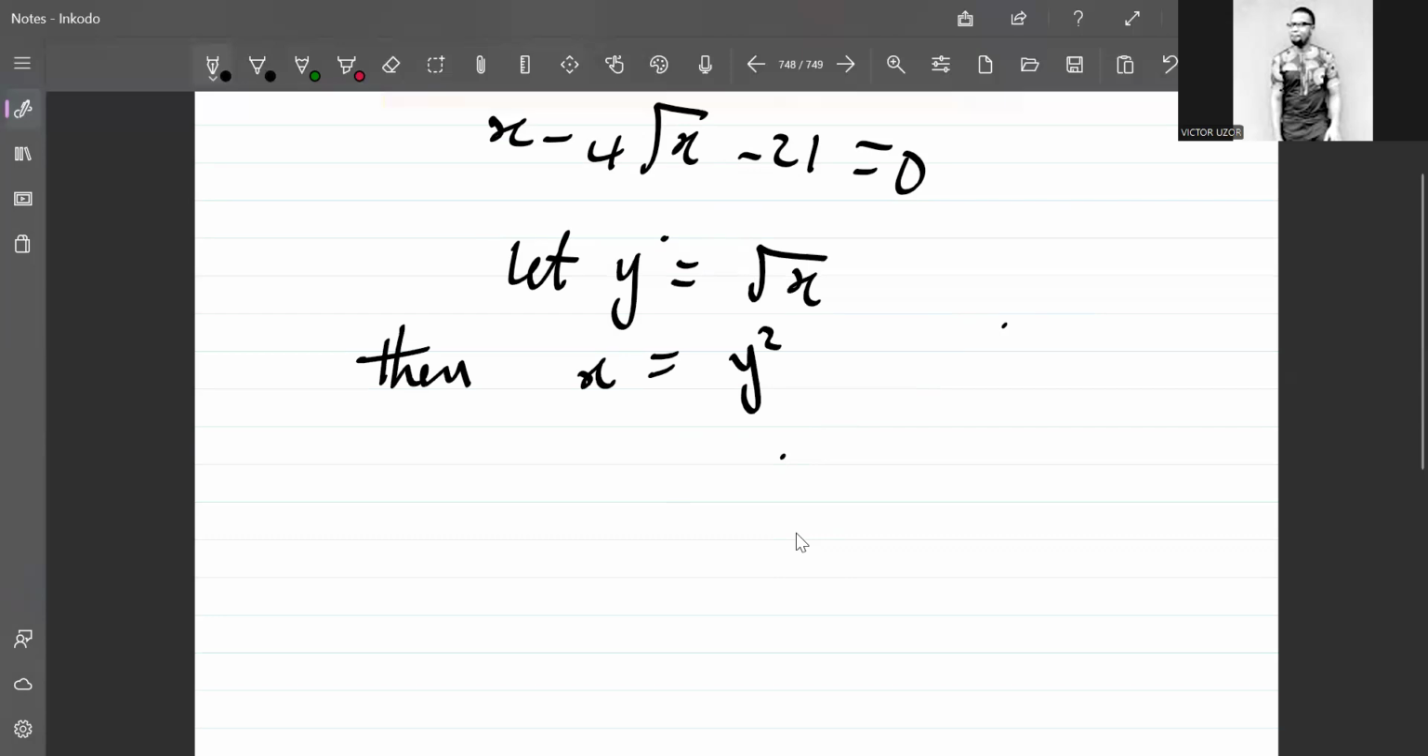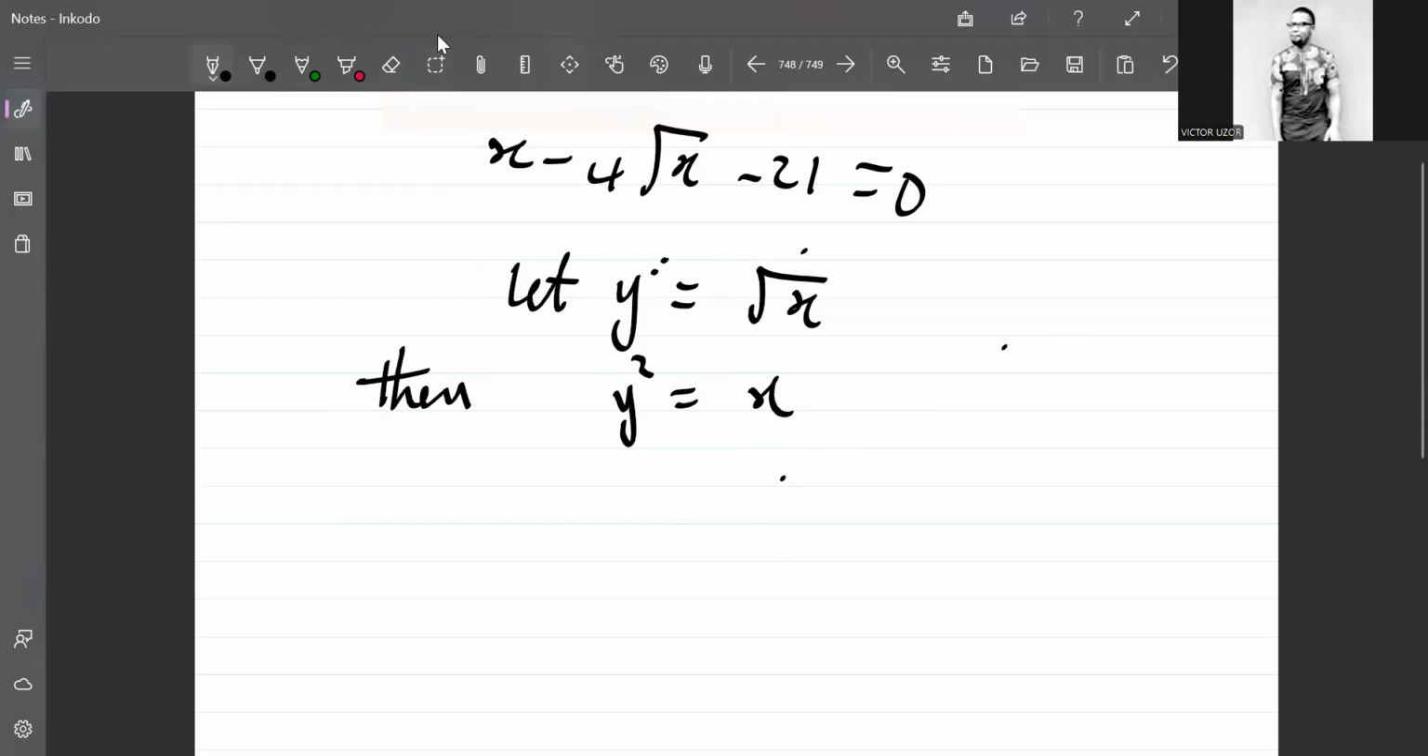By the time I square both sides here, let me do it the other way so that you understand it better. When you have y squared, it will now be equal to x. That means we squared both sides.